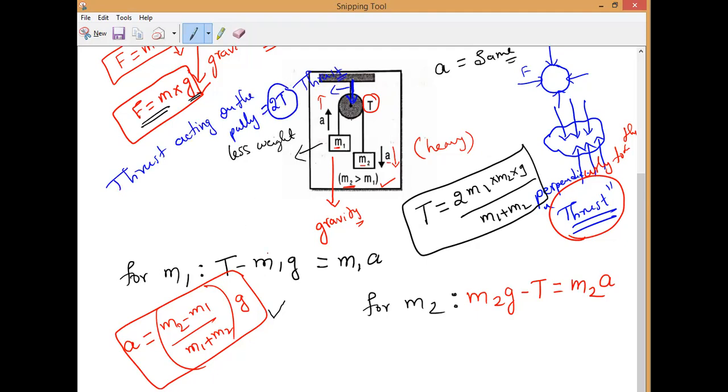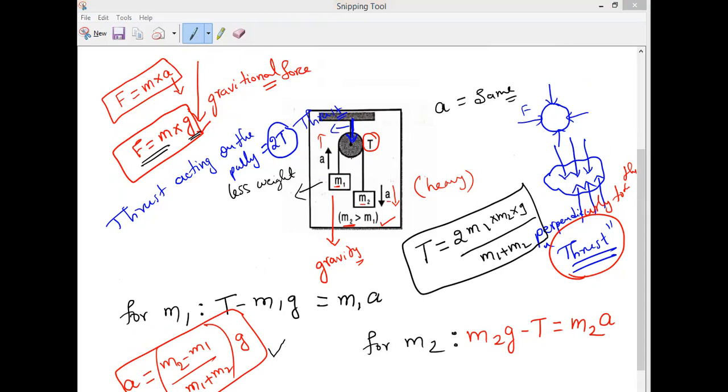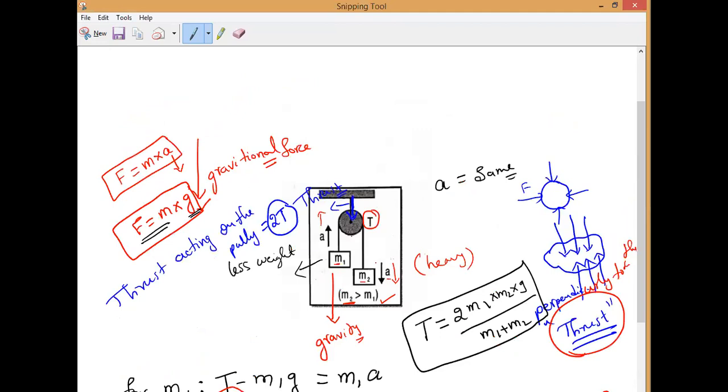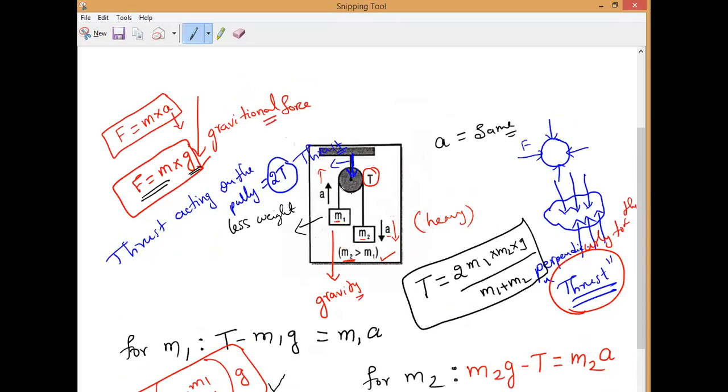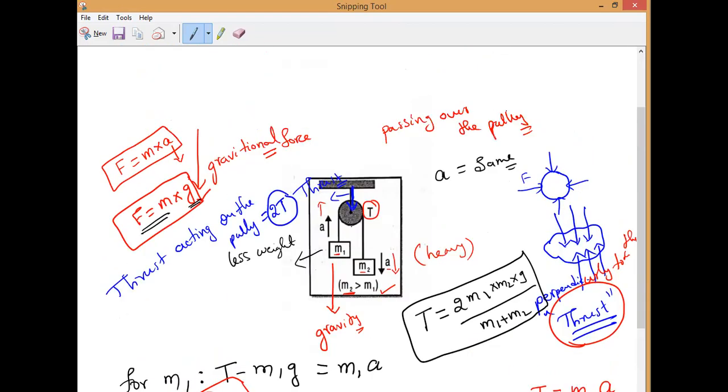This is the acceleration, tension, and thrust in the case of two bodies hanging freely, connected by a light string passing over a light pulley. You have to use these formulas based on the question. Please note down, this is the second case. When two bodies are connected by a light string passing over the pulley, use these formulas to calculate the acceleration, the tension in the string, and the thrust exerted on the pulley. Any doubt, anybody can ask me.